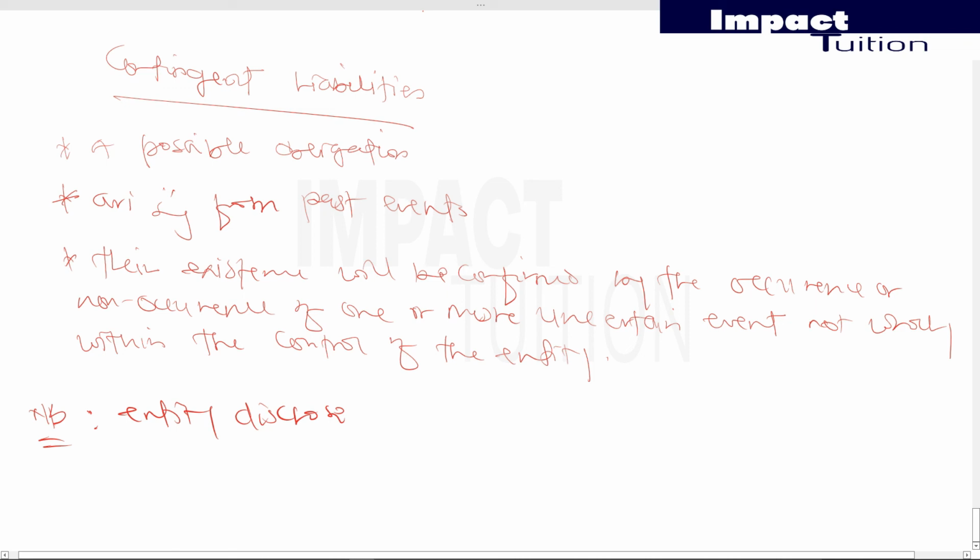Why is that? Because it arises from a past event, and it is not probable that an outflow will be required to settle the obligation, or the amount cannot be measured with sufficient reliability. So until that event which will make it happen happens, then we recognize. But if that is not the case, we only disclose information about it in the financial statements. So this is all for contingent liabilities, the possible obligation.